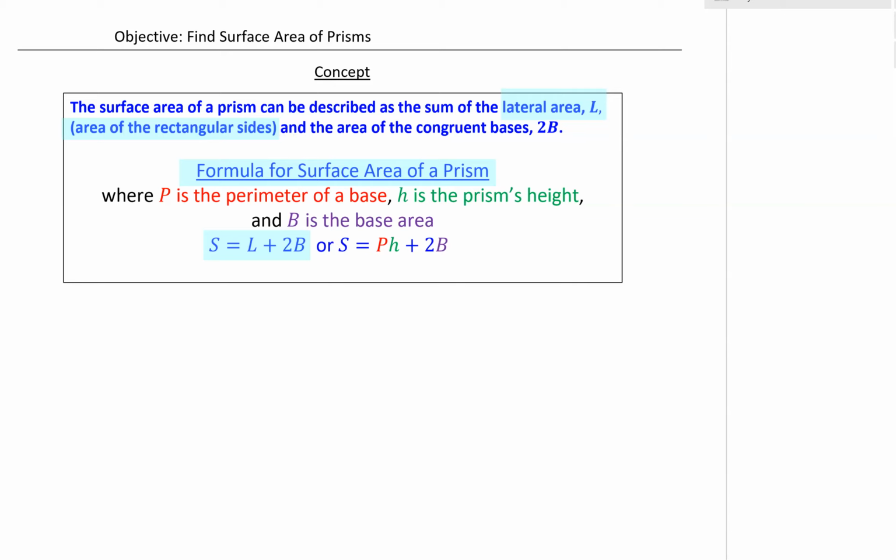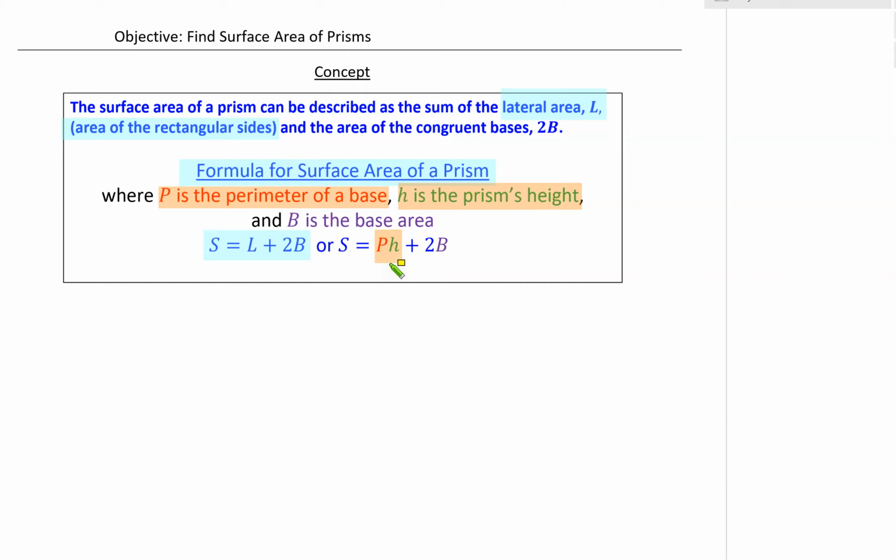And we can calculate that more quickly because we would have multiple, 3 or more, rectangles, and they may be different sizes this way. And here P, remember, is the perimeter of the base. And all of those edge measurements for the perimeter actually represent the widths of each of the rectangular sides. The height of the prism, H, represents the length of each of the rectangles, and so the product of perimeter and the height of the prism actually calculates all of the areas of the rectangular sides.